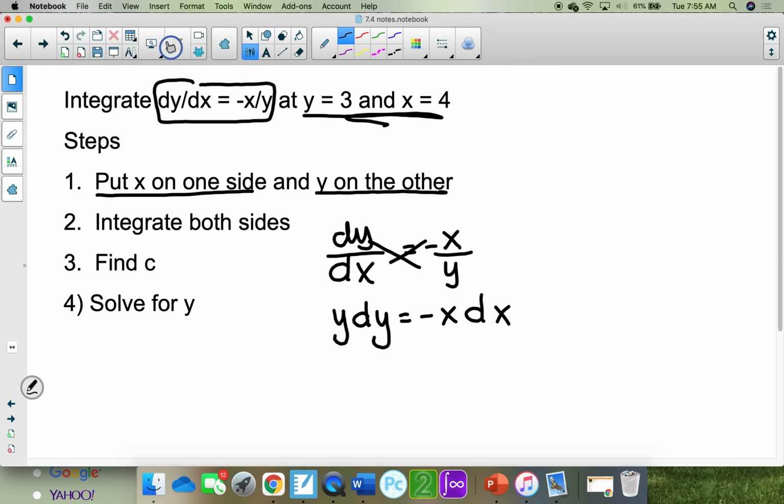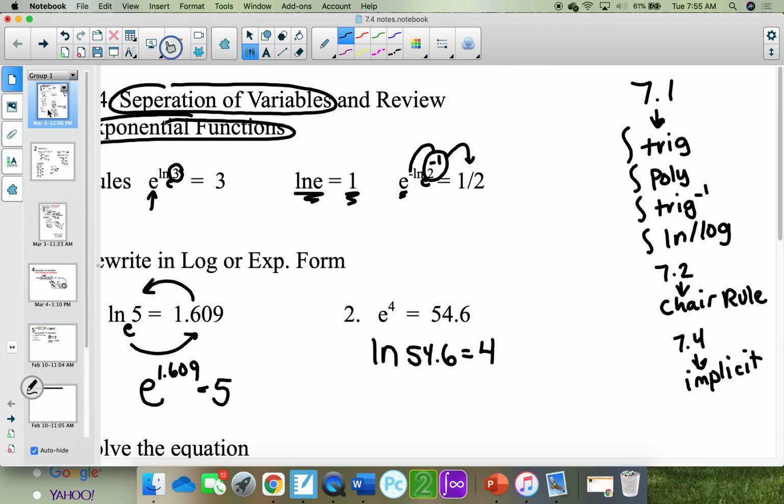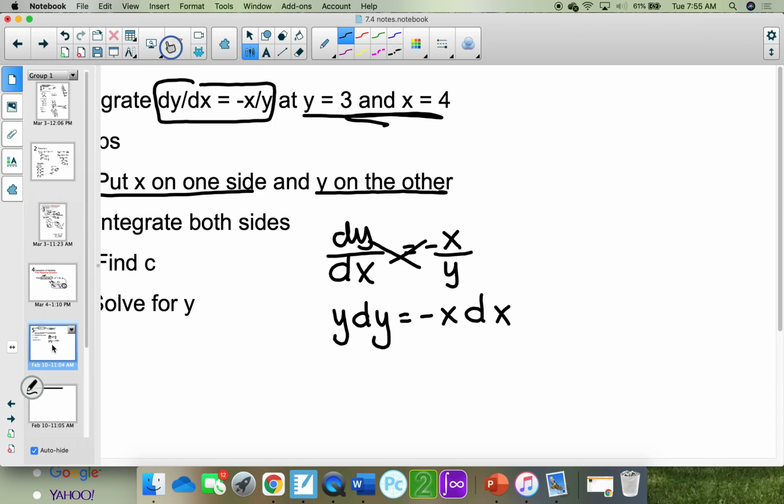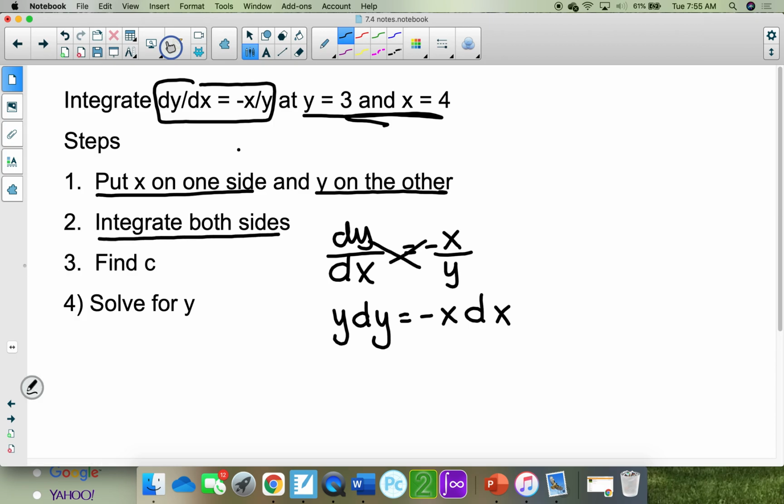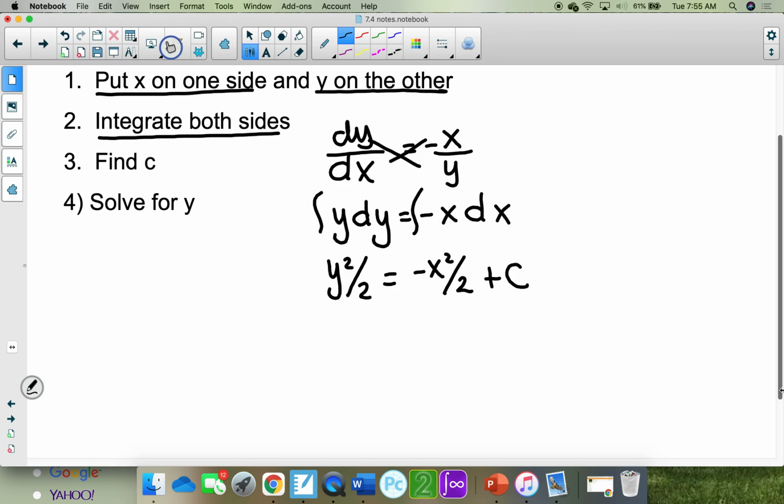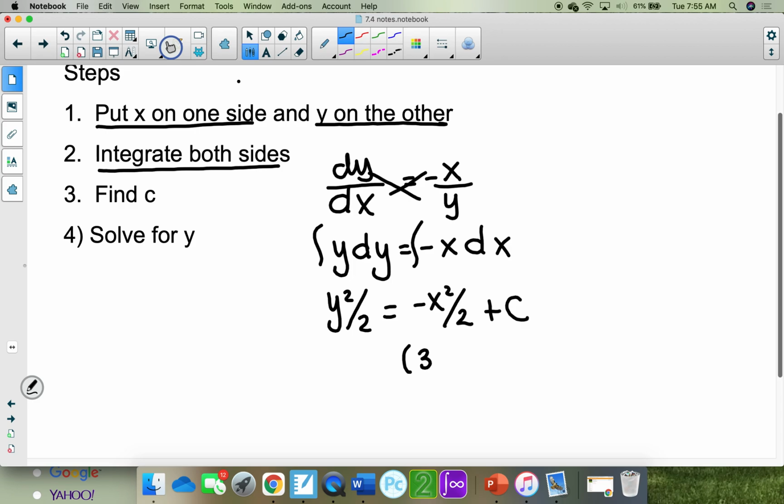Do you see why it's called separating the variables? The title of this is Separation of Variables, because what I did was I brought the y's on the left side and the x's on the other side. And once you separate the variables, you need to integrate both sides of your problem. This is y squared over 2 equals negative x squared over 2, and you only need 1 plus c. You don't need a c on both sides, because the c is just a number. Now, they told you the point that it's going through, so we're going to find the c. It's going through 3, 4. So y is 16 divided by 2 equals... I put that in the wrong spot, sorry, it's 4, 3, not 3, 4.